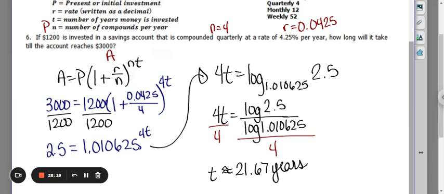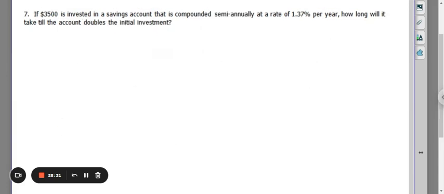Okay. Questions on that one? Again, once you set up one, all these problems are pretty much worked the exact same way. All right. So this one, if $3,500 is invested in a savings account that is compounded semi-annually at a rate per year, how long will it take till the account doubles?